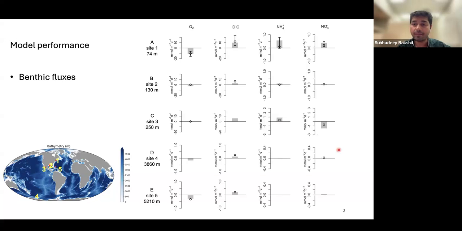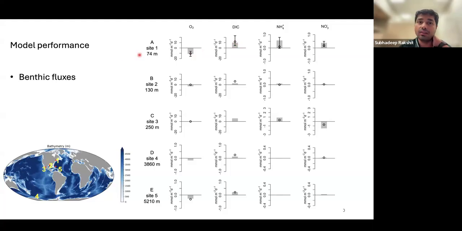Here in this diagram, you can see the different depths of the sites, like 74 meter, which is a shallow ocean basin, then 130 meter, 250, and then two deep sites. And what you are seeing in this plot are the fluxes of oxygen, DIC, ammonia, and nitrate. The gray bars represent the model simulated benthic flux, and the points with standard deviation show the observations from that site.